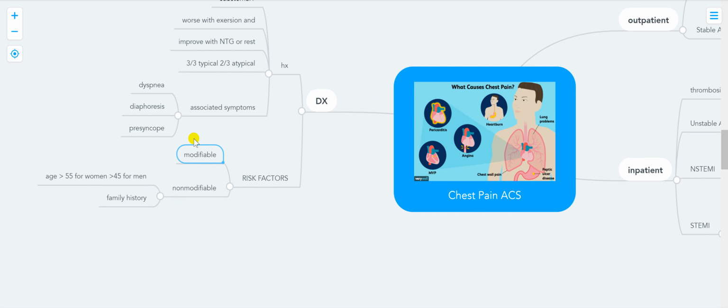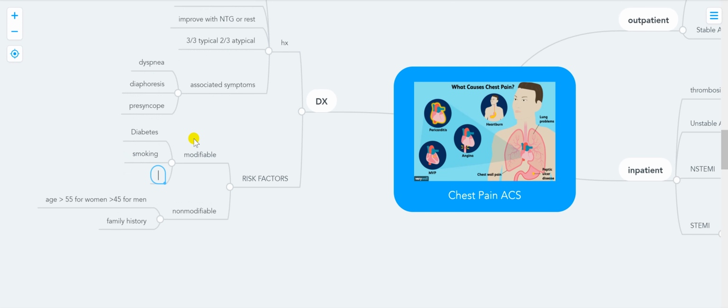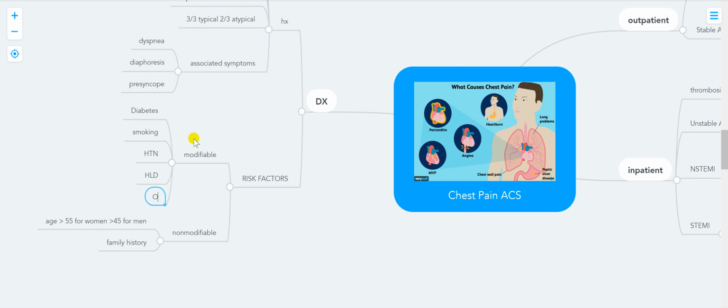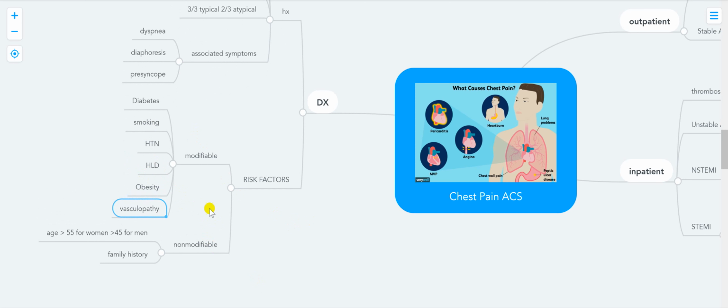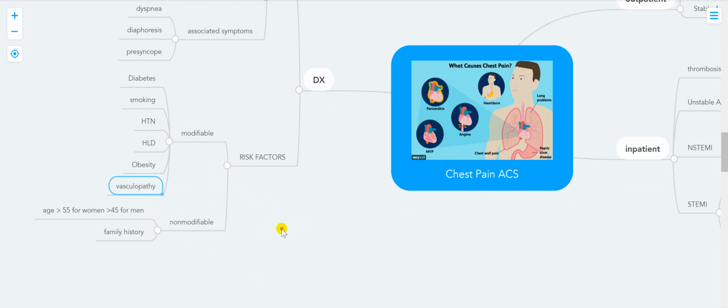Let's summarize. What are the modifiable ones? Diabetes, hypertension, smoking, obesity, hyperlipidemia, vasculopathy. So these are the modifiable. If you stop smoking, eat healthy, and exercise, you decrease your risk factors for these things.